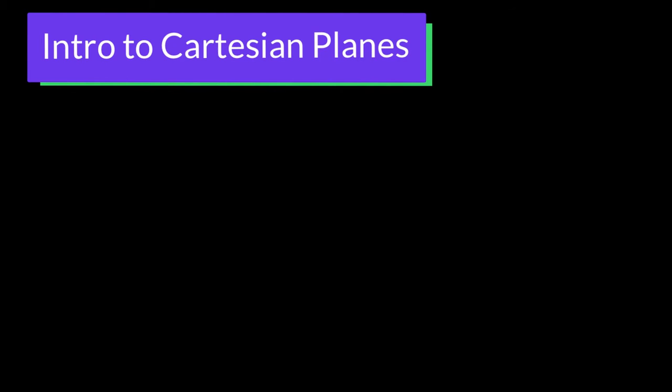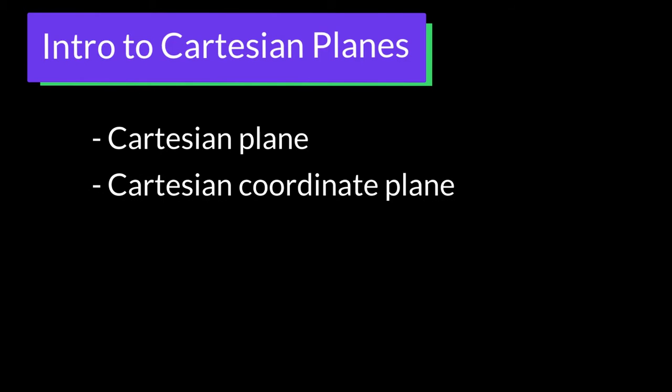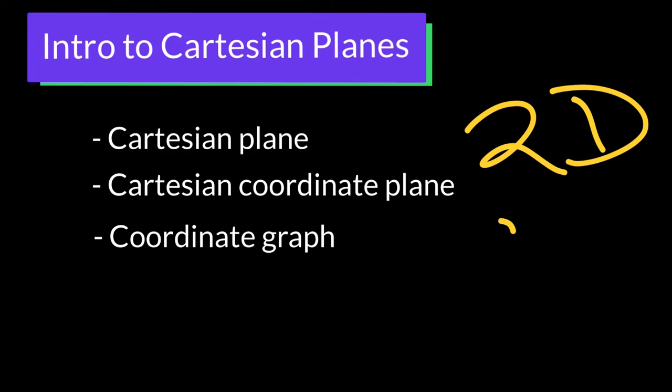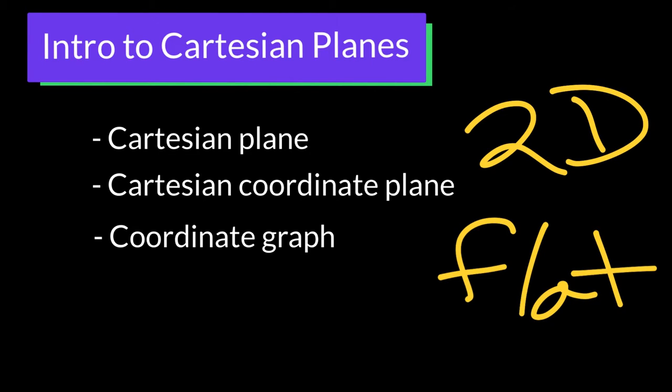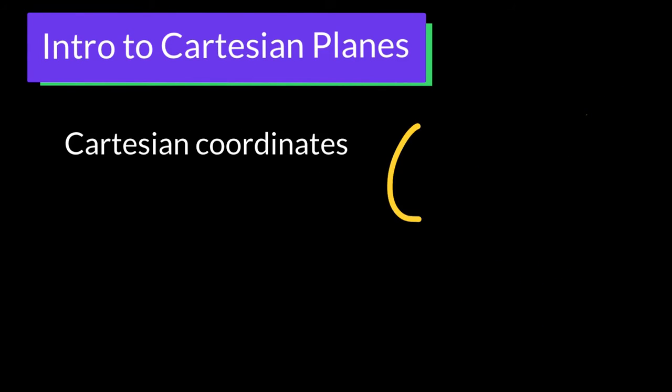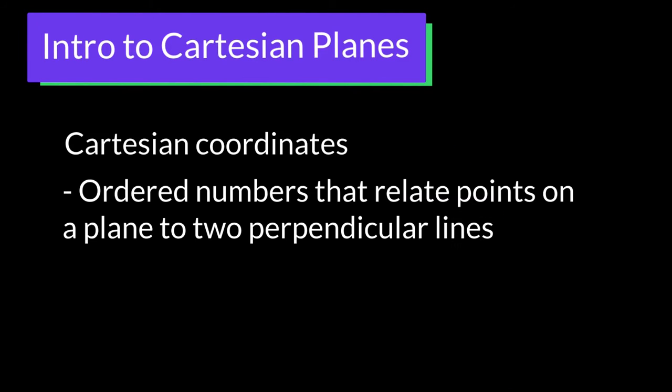Introduction to Cartesian Planes. Cartesian plane, Cartesian coordinate plane, and coordinate graph are all terms that are used to describe the same thing. The word plane refers to two dimensions, a flat surface. Cartesian coordinates, such as (4, 3), are ordered numbers that relate points on the plane to two perpendicular lines.